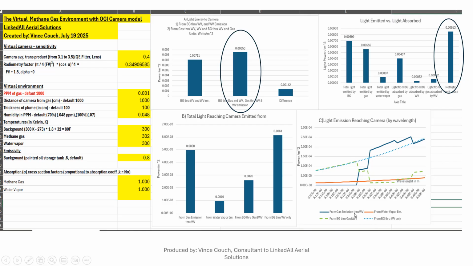From gas emission through water vapor. Okay, so here's from the gas, right? So we know it emits and absorbs greatest in these wavelengths. So that's where you're going to see the most light from the gas emission, net of the water vapor.